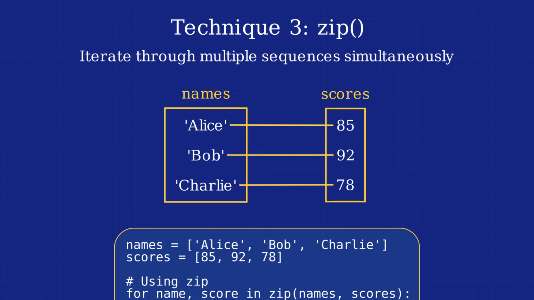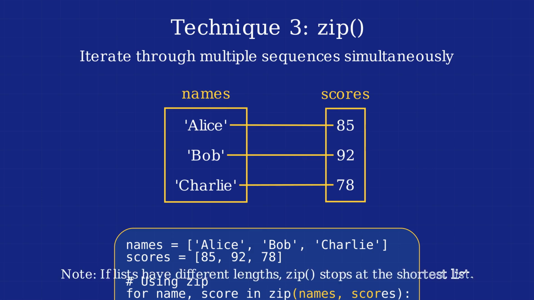The zip function takes our two lists as arguments and gives us two variables for each iteration, one from each list. When we run this code, we get each name paired with its corresponding score. It's important to note that if your lists have different lengths, zip will stop at the end of the shortest list.